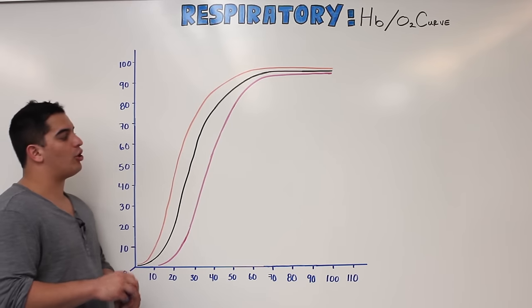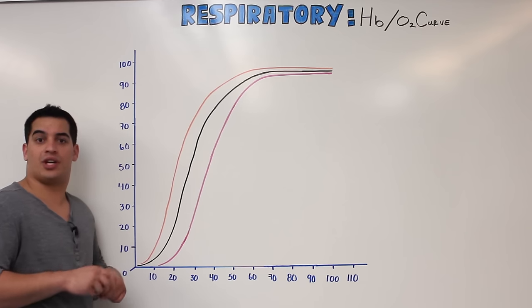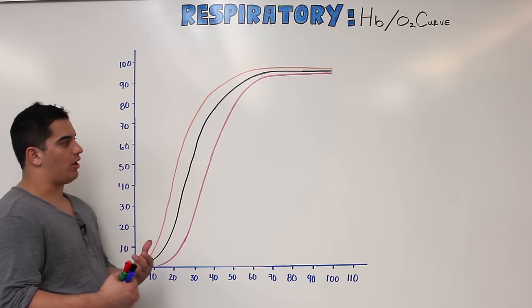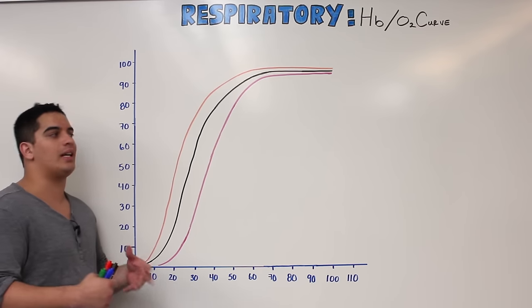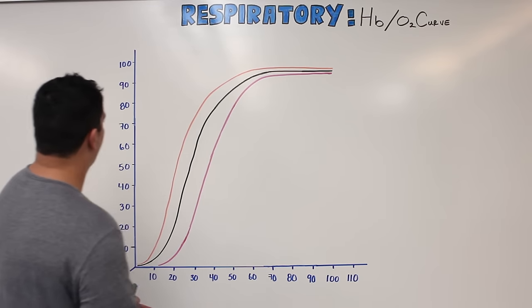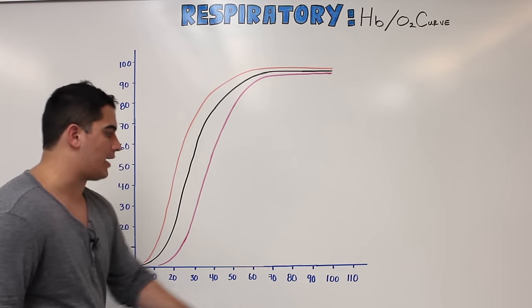Hi, engineers. In this video, we're going to go over the hemoglobin-oxygen dissociation curve. This is just going to be a nice little way of recapping everything we talked about in internal and external respiration, but seeing it in a more graphical representation. Okay, so when we look here, we're going to have a y-axis and an x-axis.